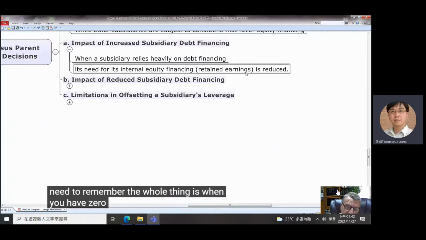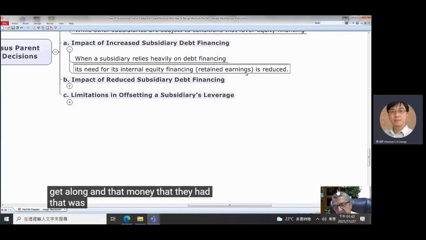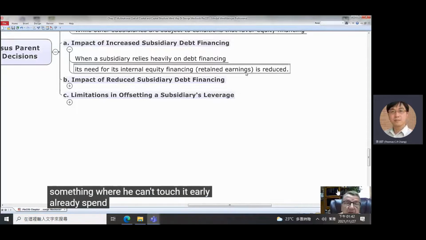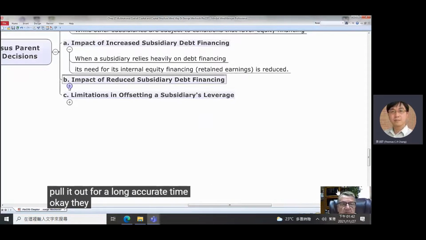Remember, the whole thing is when you have zero financing, they expect you to default and they go up to the higher rate. So if you do default, you still have that money used someplace else, take the penalty and the premium, bring it in, pay it off, and you're all right. The problem is, a lot of people get the loan, and that money they had, they invest it again in something where they can't touch it, or they spend it, for lack of better words, or they have it locked up for a longer period of time. They underestimated what the interest rate was going to do.